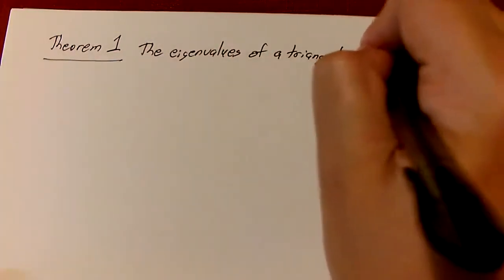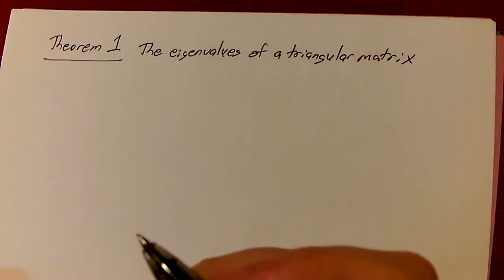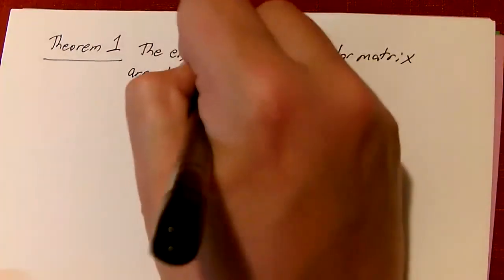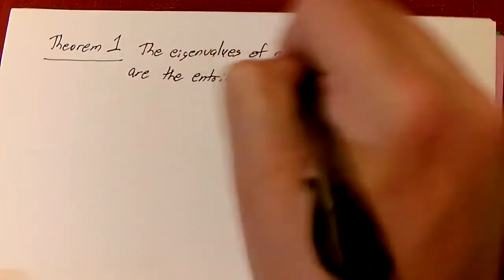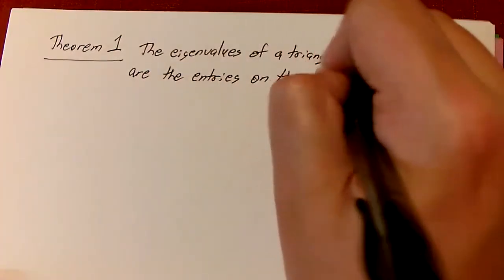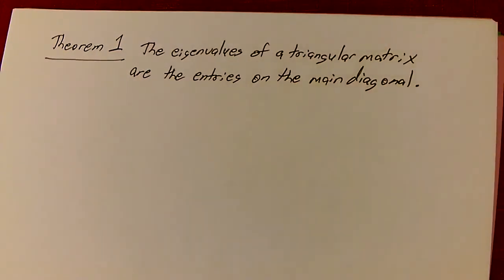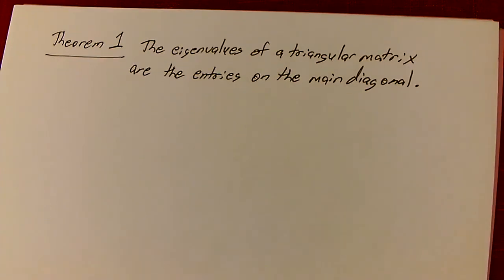Says the eigenvalues of a triangular matrix are the entries on the main diagonal. The eigenvalues of a triangular matrix are the entries on the main diagonal. Okay? So let's think about why this is the case.